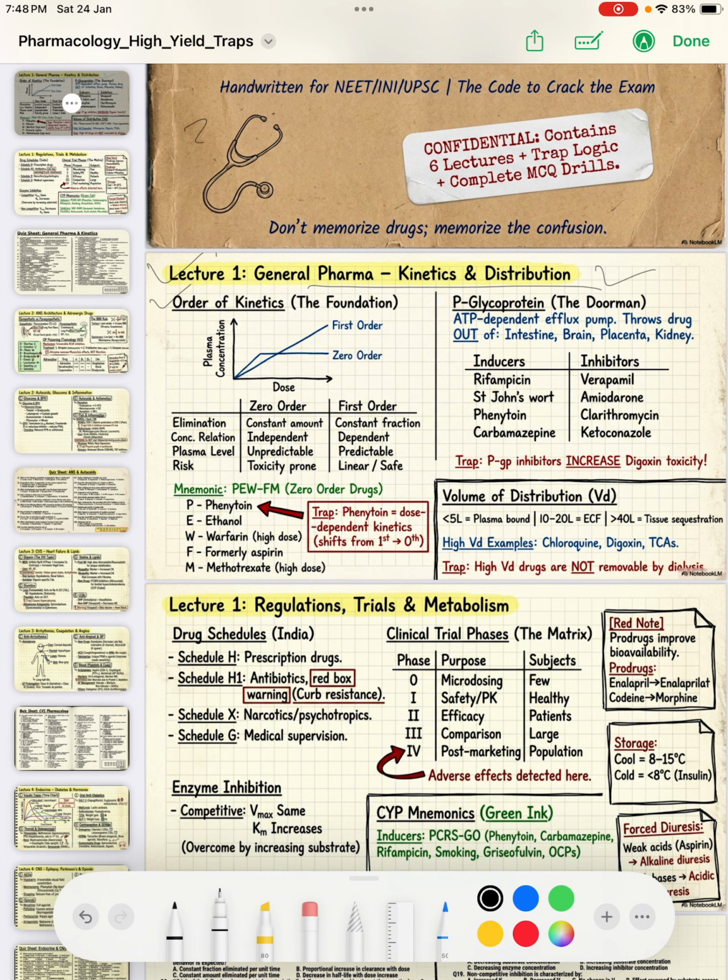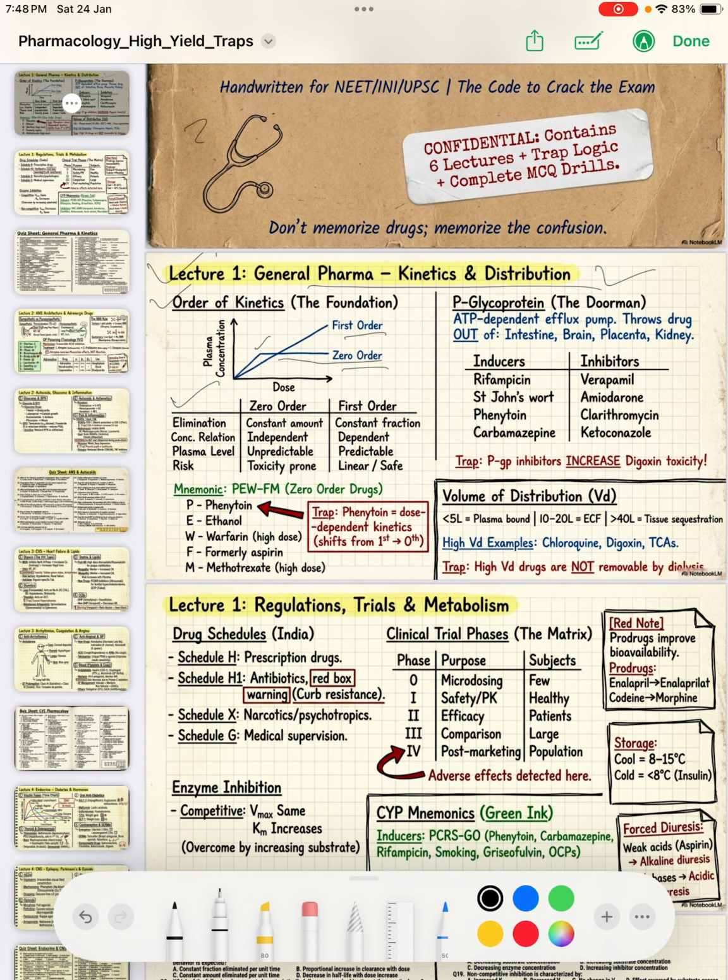In order of kinetics, in the dose and concentration graph, the drugs which follow first order, the dose and concentration remain directly proportional to each other, and in zero order kinetics, the concentration increases up to some extent and then it remains constant like this.